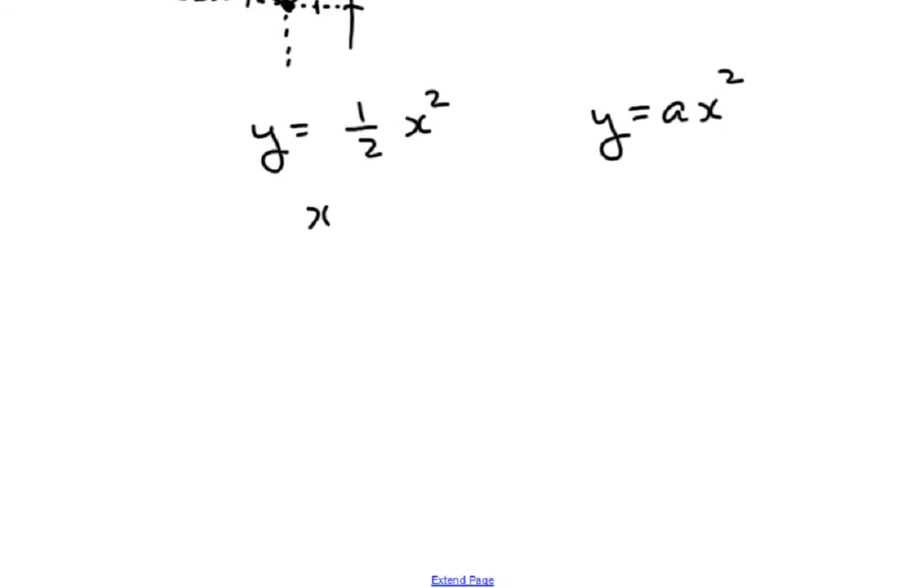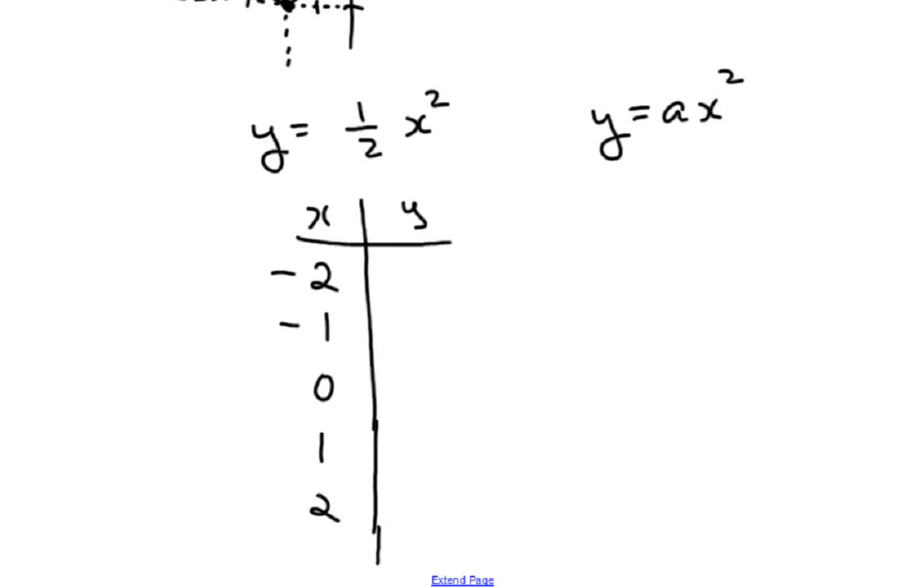And with this, basically you have to use a table of values to get an idea. If you go, say, 2 to the left, 1 to the left, 0, and then 1 and 2, it'll give you a pretty good idea what the shape of the graph is. If you plug negative 2 in and it's squared, that'll be 4. Half of 4 is 2. If you put in the negative 1 and square it, you'll get 1/2. Put in the 0, turn the whole thing to 0, and then again 1/2 and 2.